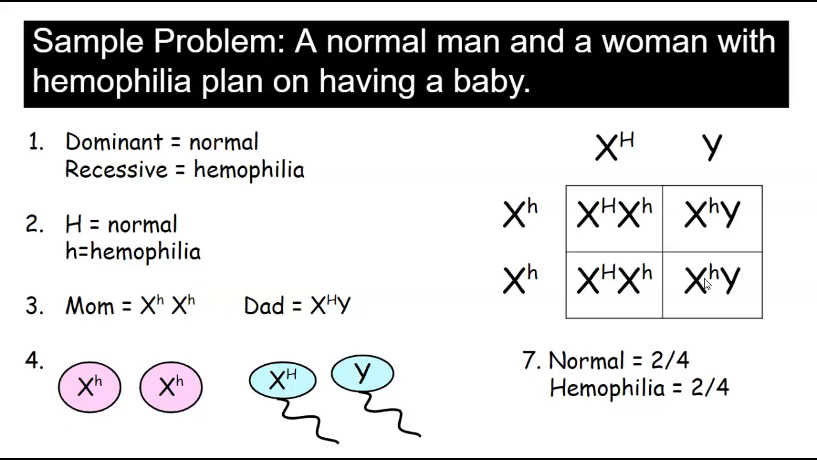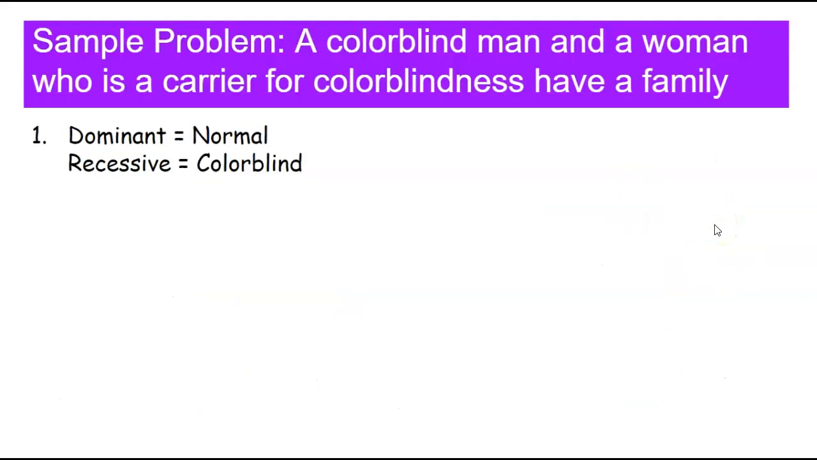Now the other thing we can look at is how many of the girls will have hemophilia or be normal, okay? Of the girls, 2 out of 2 will be normal. So 100% of the girls will be normal. What about the boys? 2 out of 2 are gonna have hemophilia. So 100% of the boys are gonna have hemophilia. So just pay attention if it asks for all the offspring or just the girls or just the boys? We'll do one more. If you think you've got it, you can go ahead and try the worksheet. Otherwise, we're gonna do one more.